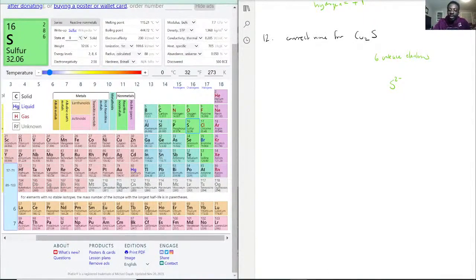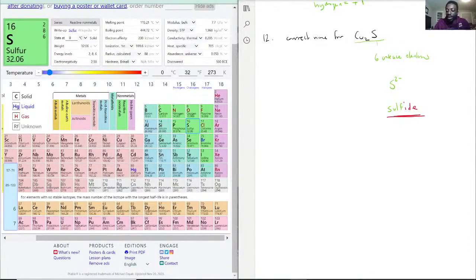So with that being said, because it's just the element by itself as the anion, you have the name sulfur, you drop the ending, and you add IDE. This is the sulfide ion.